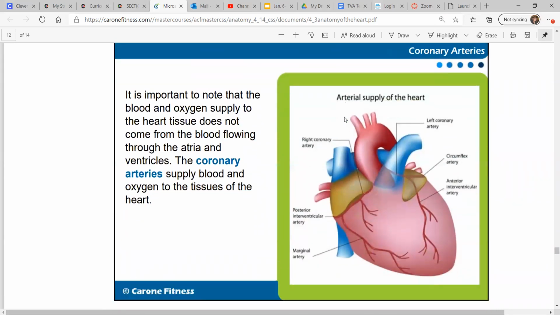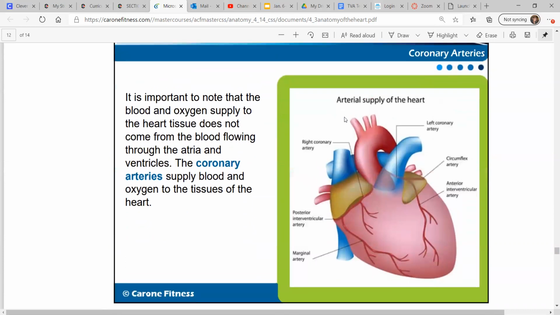It's important to note that the blood and oxygen supply to the heart tissues does not come from the blood flowing through the atria and ventricles. The coronary arteries supply blood and oxygen to the tissues of the heart.